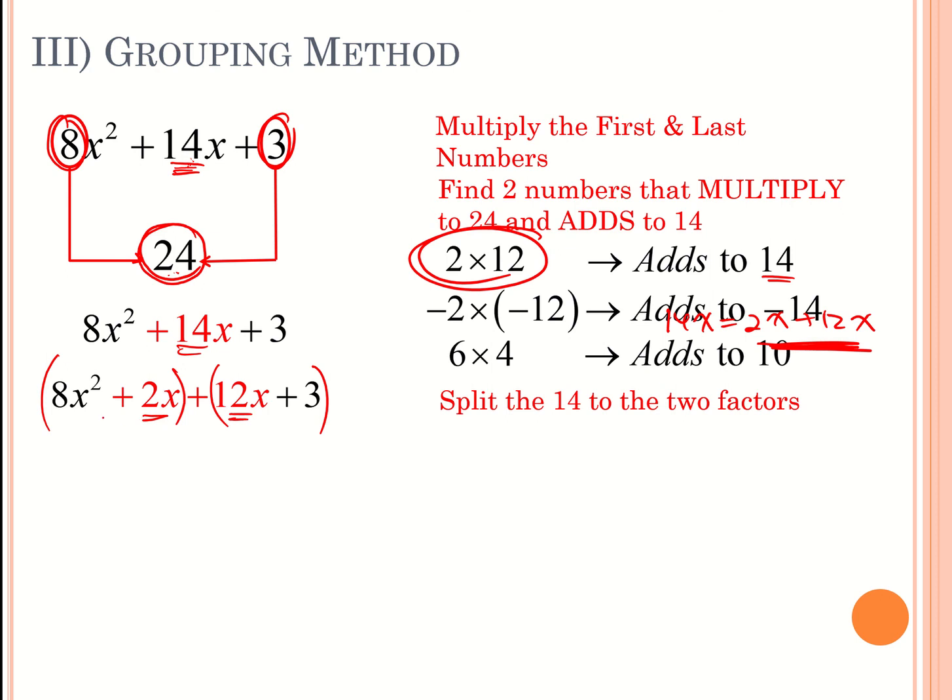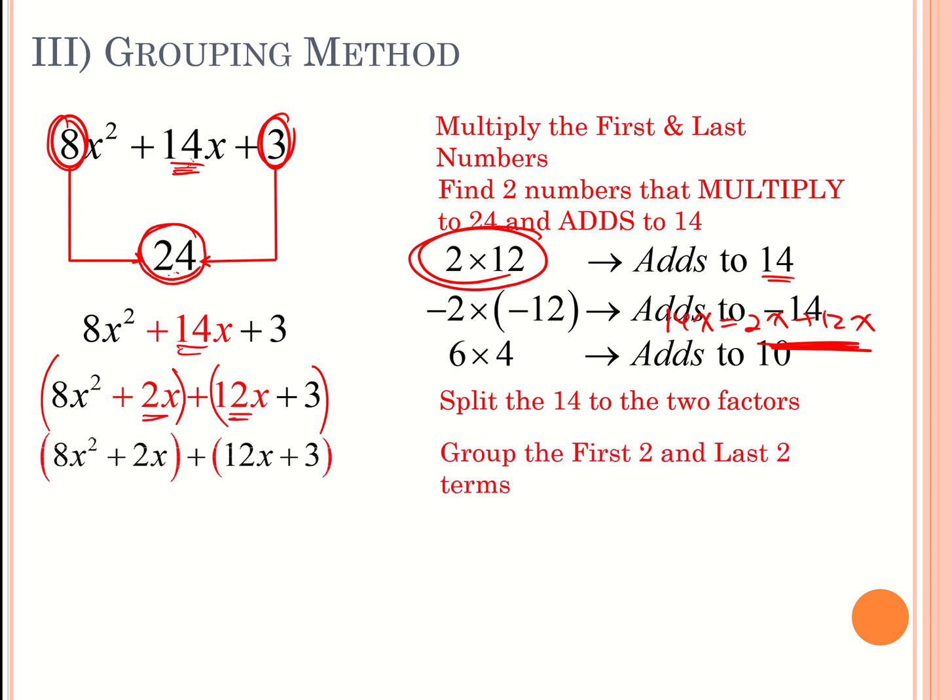And what you notice is you're actually doing the same thing as the bum method. In a way, you look at 8x squared and 2x, and you want to factor out the greatest common factor now, okay? So I'll put brackets around them. So for 8x squared and 2x, your greatest common factor is 2x. So you get 2x in front, and then you get 4x plus 1. And over here, with the 12x and the 3, your greatest common factor is 3. So you factor out the 3, and you get 4x plus 1 as well.